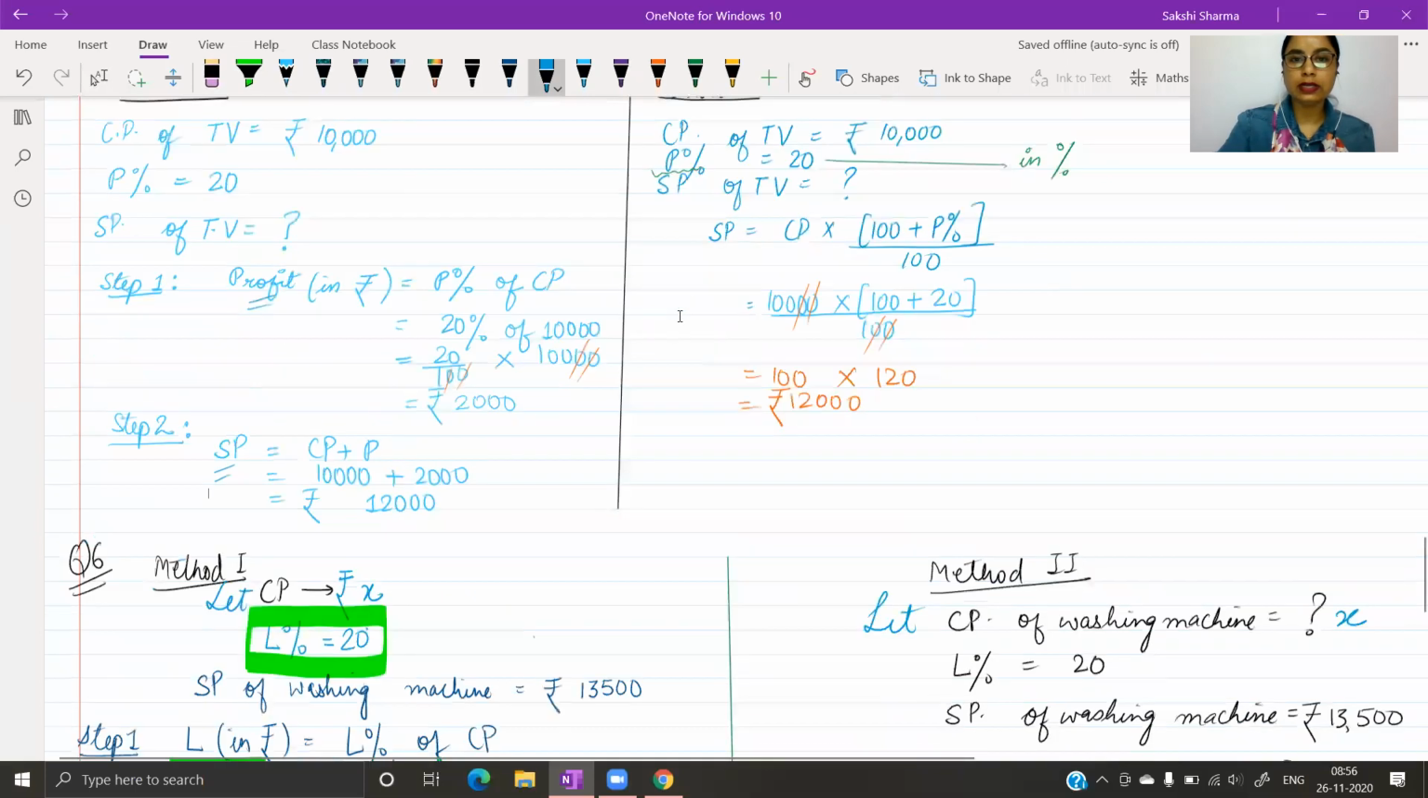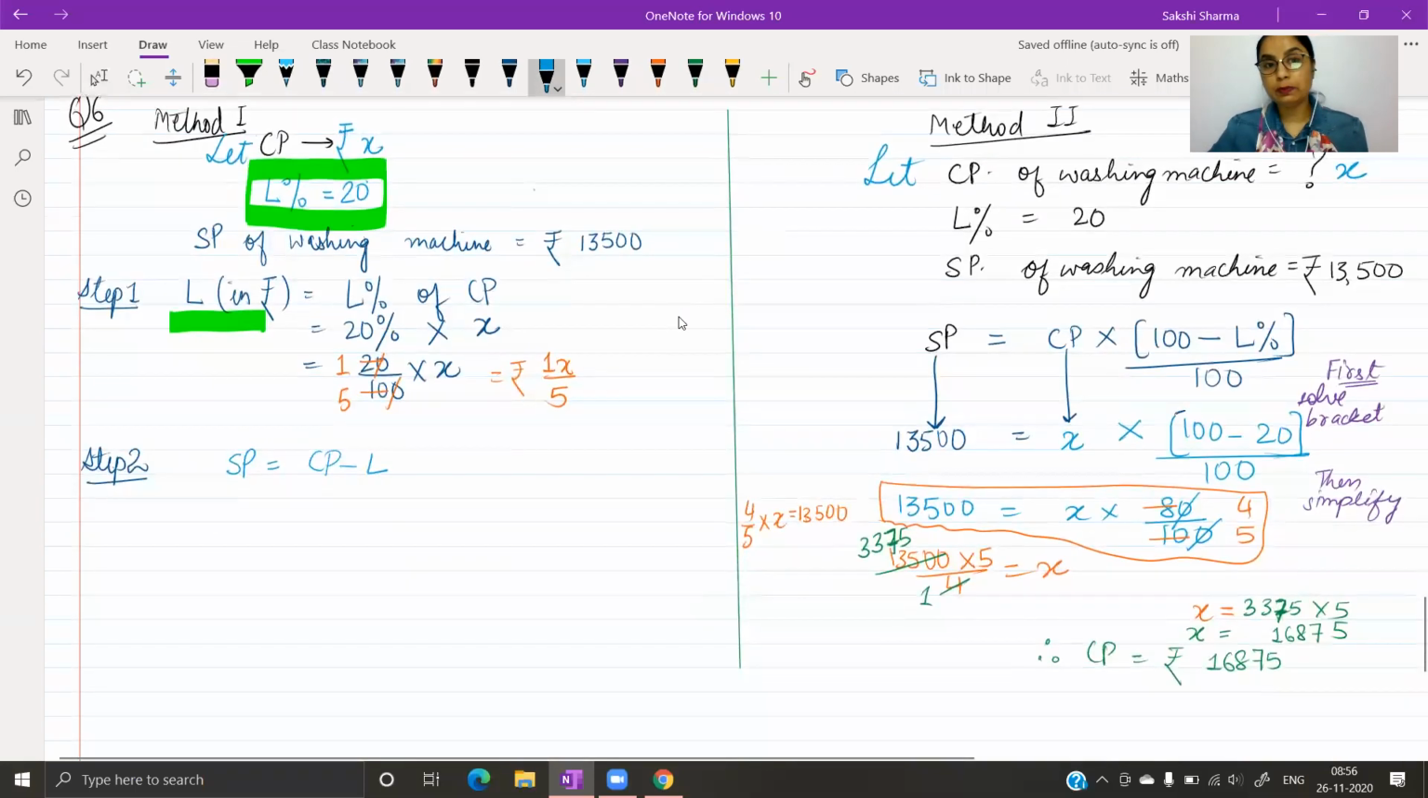Once you have calculated loss in rupees, we will be calculating selling price. Now put the values here. Selling price तो हमें पहले से पता है. So this will be 13,500 equals to cost price is X minus the loss is X over 5. You can write down 1 also, but 1 into X is X.